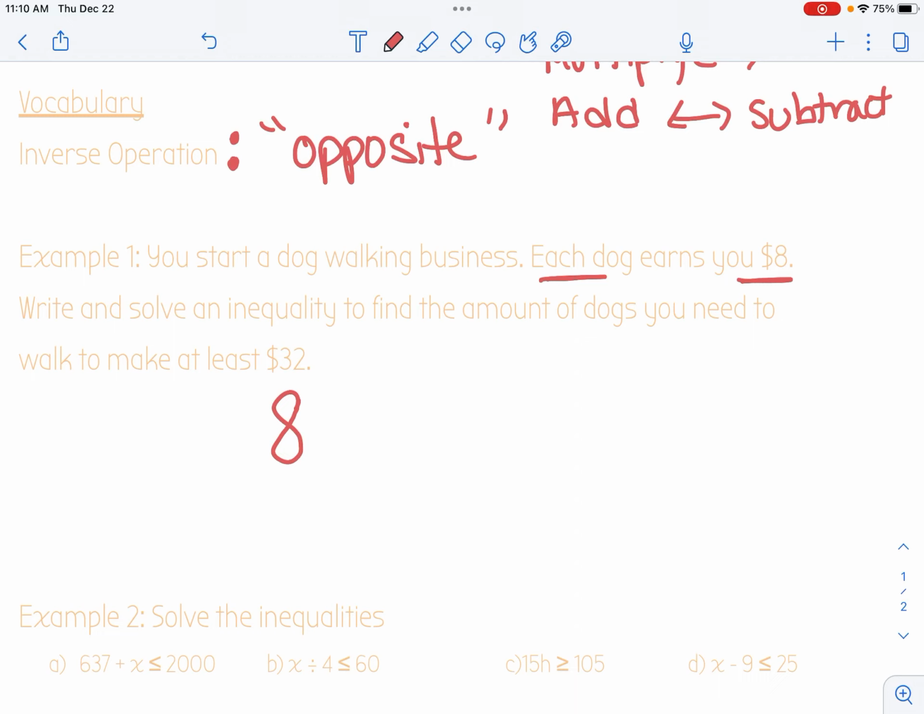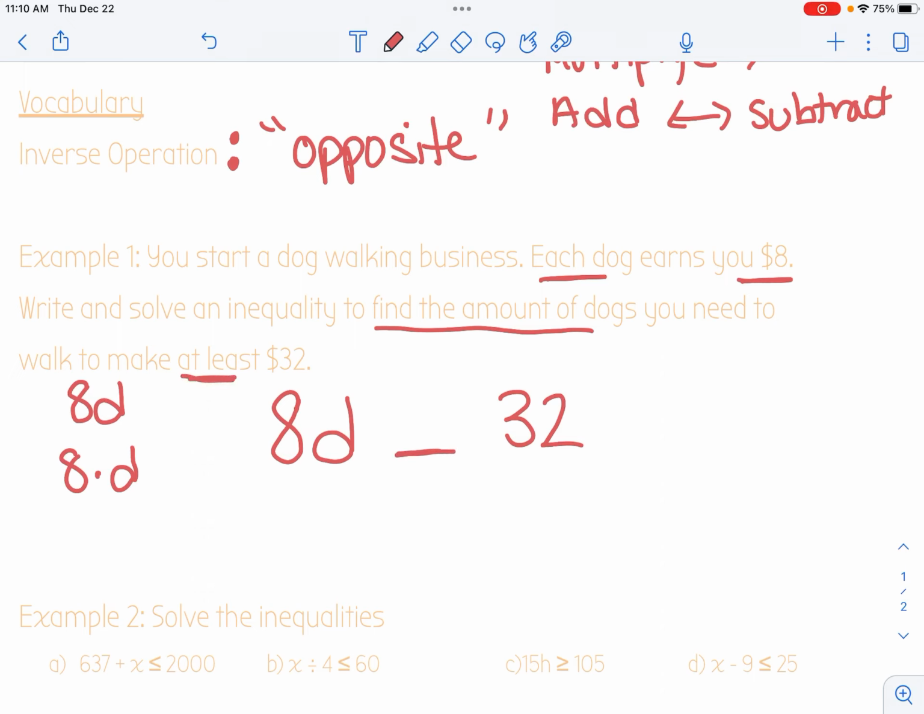I don't know how many dogs I'm walking. That's what we're trying to find. We're trying to find the amount of dogs. So I'm going to use a variable here. Remember that whenever a number is next to a variable, that's called a coefficient because it means that we are multiplying here. So 8D, I am trying to make $32, and if I'm making at least 32, I'm going to include an or equal to sign here because I know that that is part of the solution.